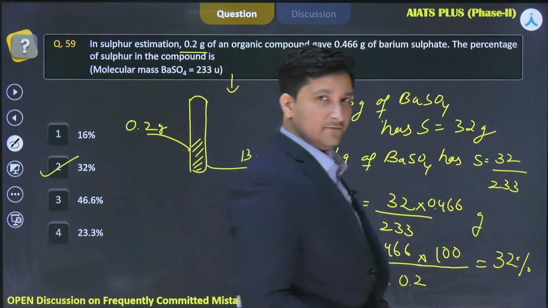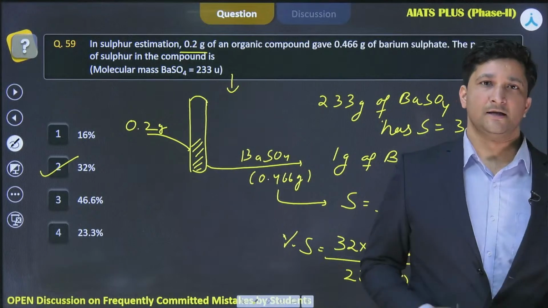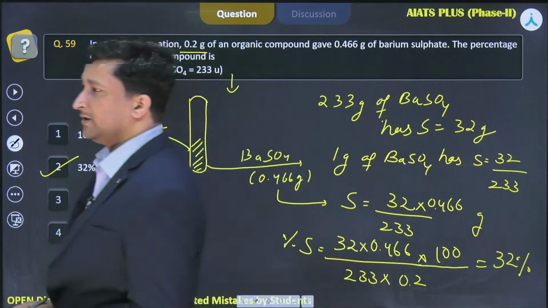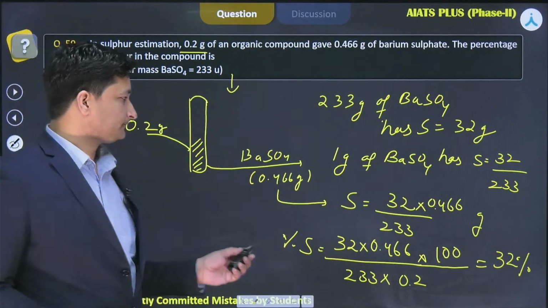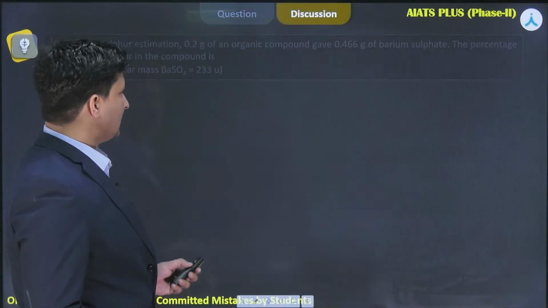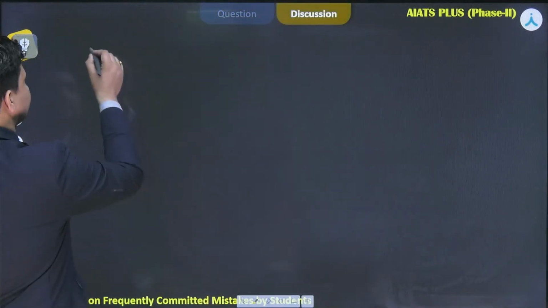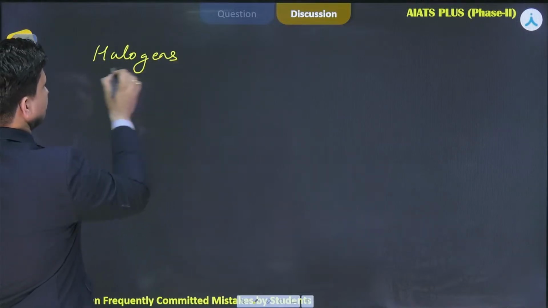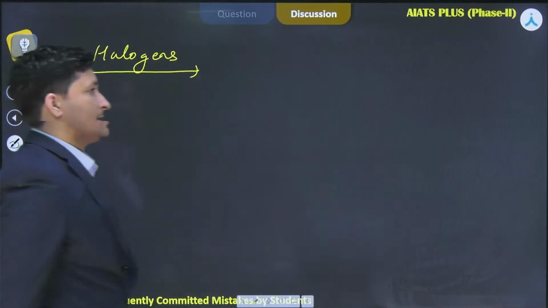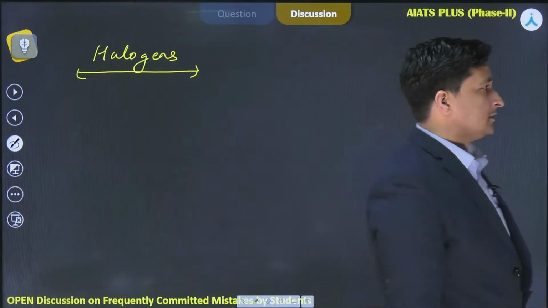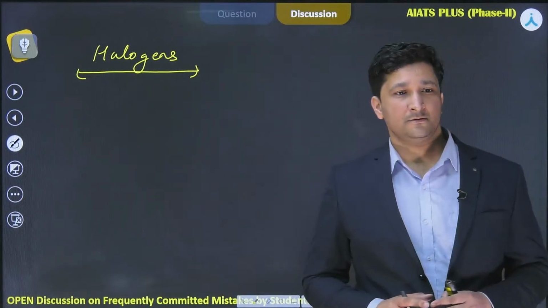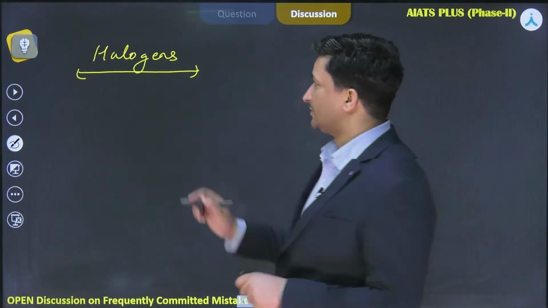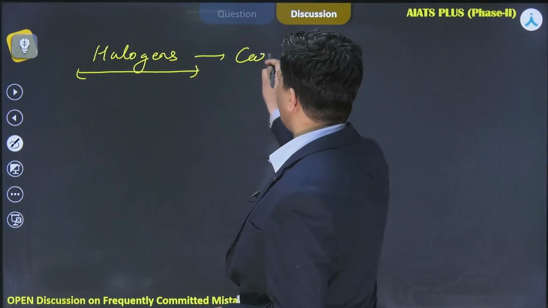So this method, generally we follow for the estimation of sulfur compounds. Then we also talk about halogens. So let's talk about halogen, how we can find out halogen. These are basically used for the quantitative analysis of halogen compounds. So this is actually done by the Carius method.